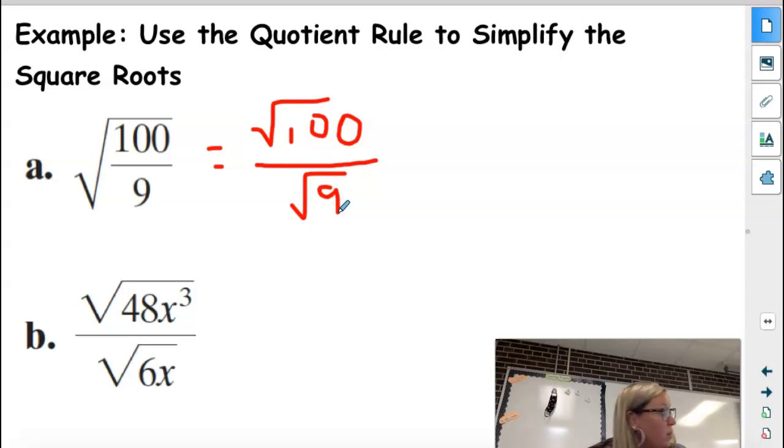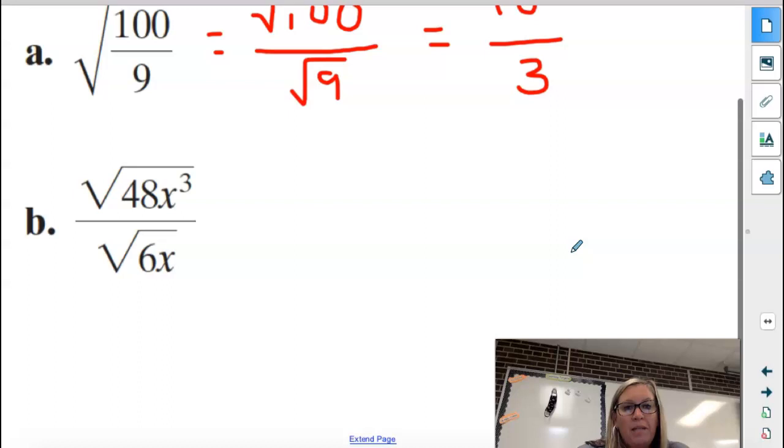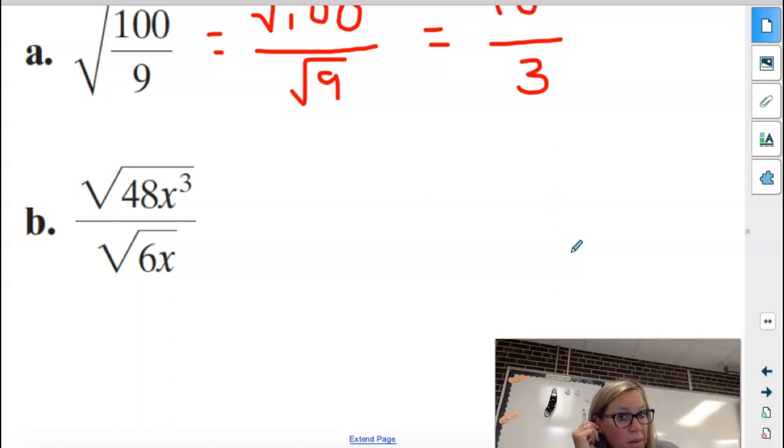Now we can simplify those separately. The square root of 100 is 10. And then the square root of 9 is 3. So we'll get an answer of 10/3. All right, example B has 2 radicals, and we want to combine them into 1 radical and then simplify.